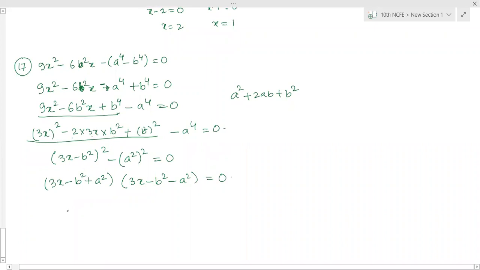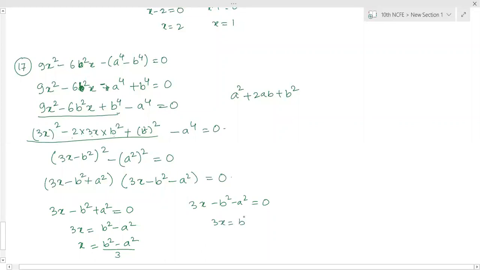Now equate both of them separately to 0. 3x minus b square plus a square is equal to 0. So 3x is equal to b square minus a square, so x is equal to (b square minus a square) by 3. And this is 3x minus b square minus a square is equal to 0. So 3x is equal to b square plus a square, so x is equal to (b square plus a square) by 3. So these are the two values.